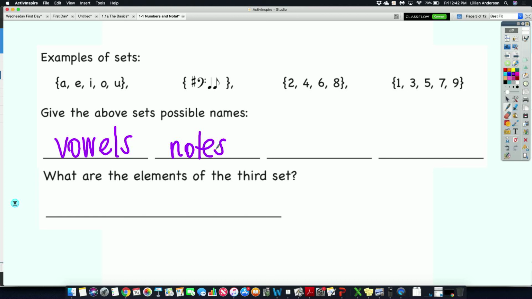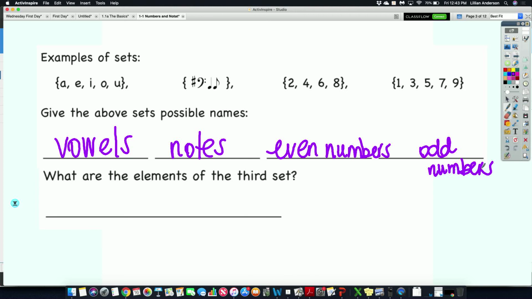All right. What about the third one? Even numbers. You could even say even natural numbers. And the last one? Odd numbers. Okay. Now, we want to be very careful about this here. Is it all the even numbers that are there or all the odd numbers?